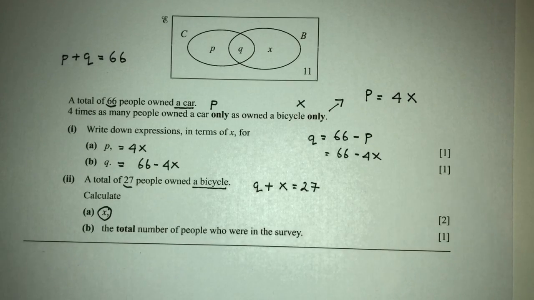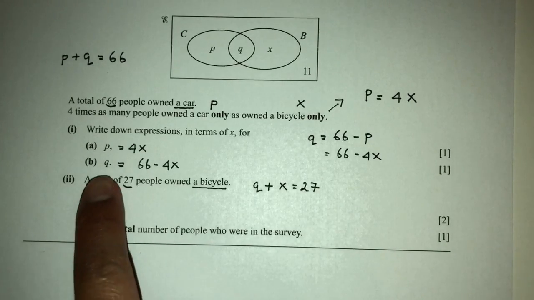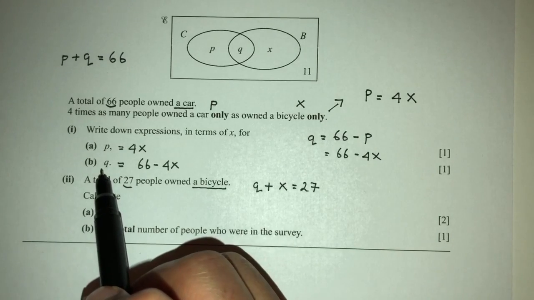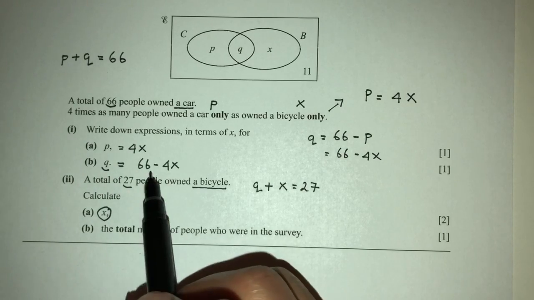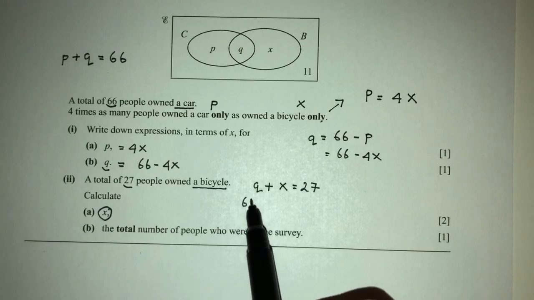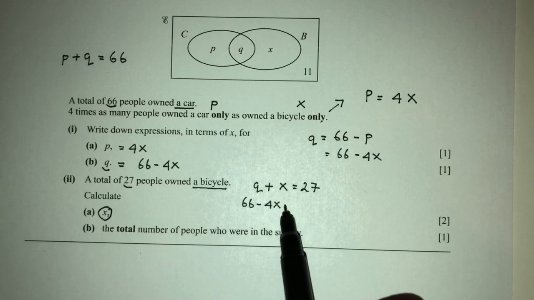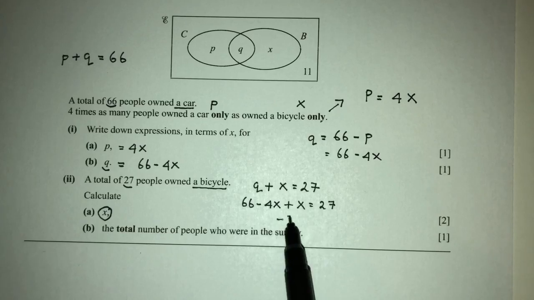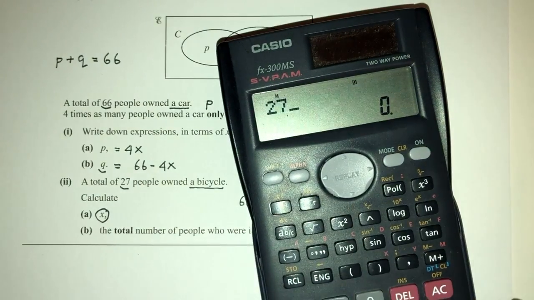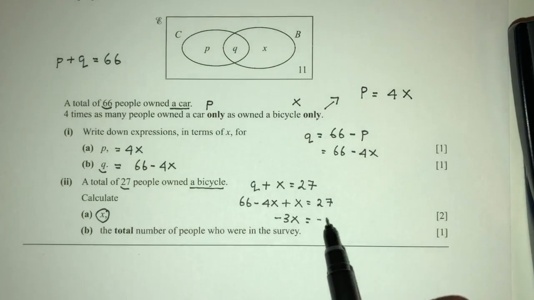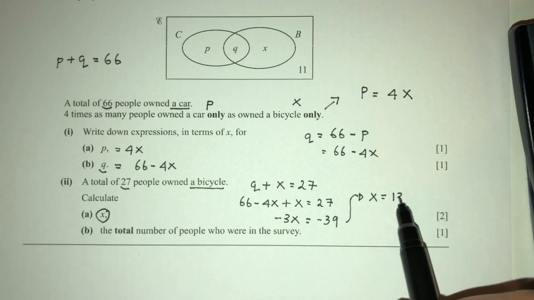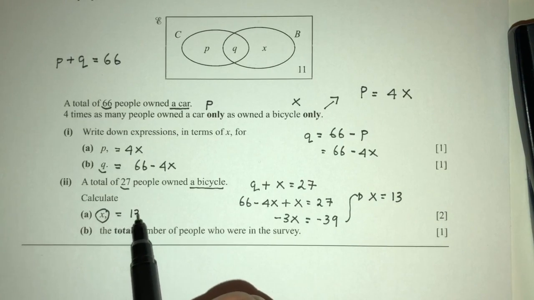So now we have a few equations that we can use. We have Q here, so we can solve this. If we make Q the subject, we place it in this, and you'll have 66 minus 4X plus X equal to 27. That will be minus 3X equal to 27 minus 66, that will be minus 39, and finally X has to be 13. X will be 13.